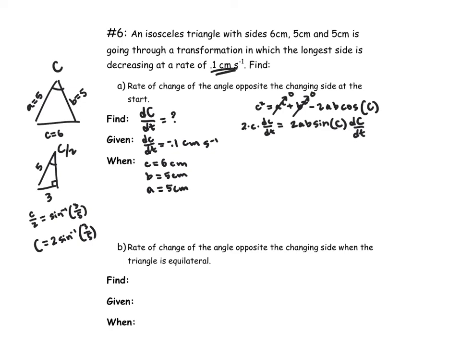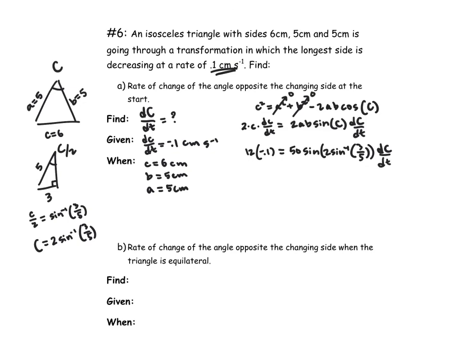Okay, now let's do some subbing. So C is equal to 6, A and B are equal to 5. That would make this equal to 12 dC/dt, which we know as negative 0.1. 2AB is 2 times 5 times 5, which is 50. Ooh, I almost put 25. 50 sine of 2 inverse sine of 3/5 times dC/dt.